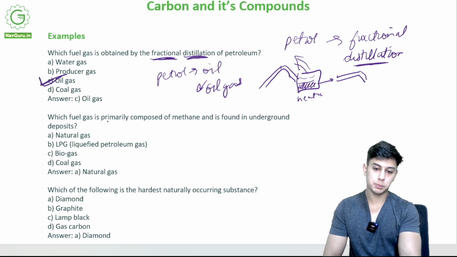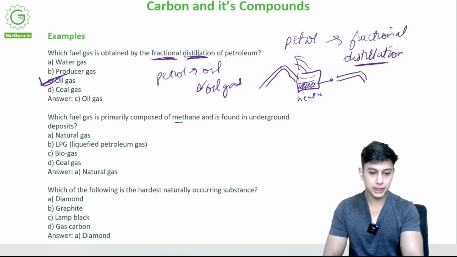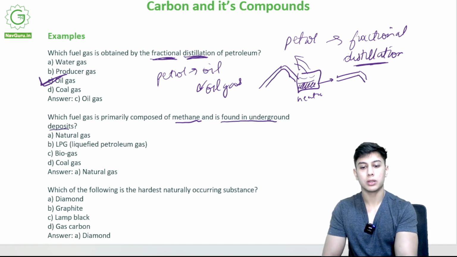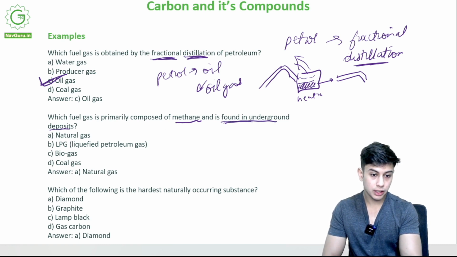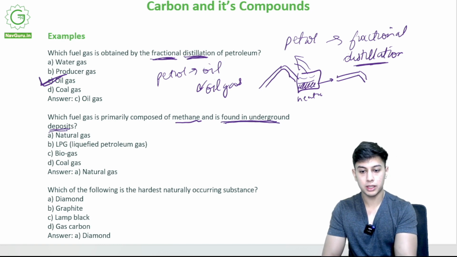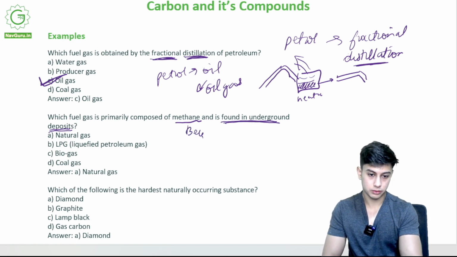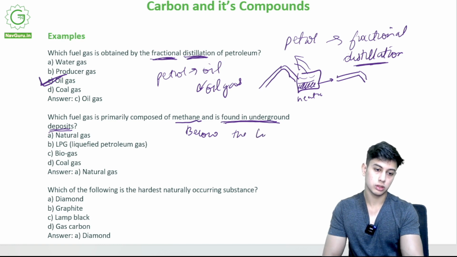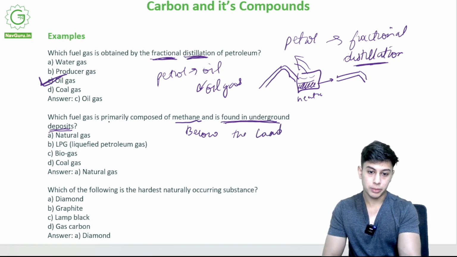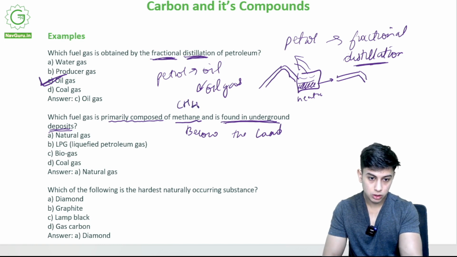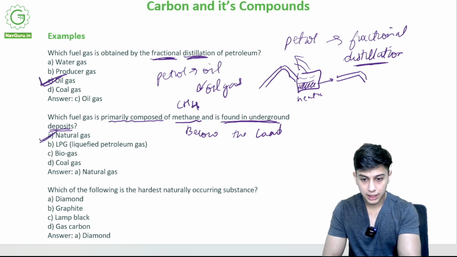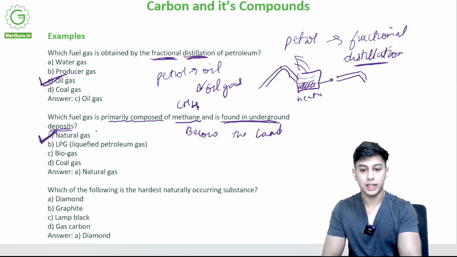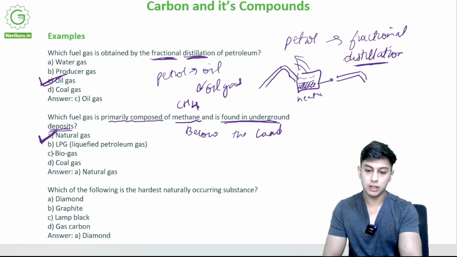Which fuel gas is primarily composed of methane and is found in underground deposits? Okay, so this one is important. Underground deposits. What do I mean by underground deposits? Below the land. Primarily composed of methane. What is the formula of methane? CH4. Alright. Which fuel gas? Answer is natural gas. Alright. Natural gas. It is underground.